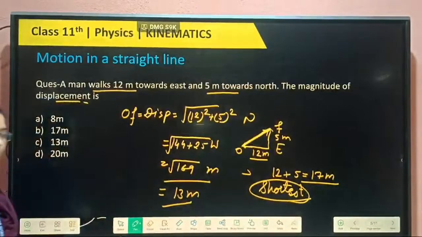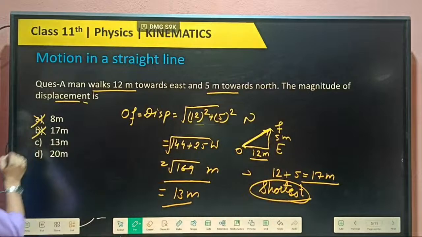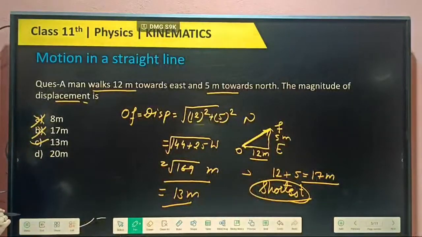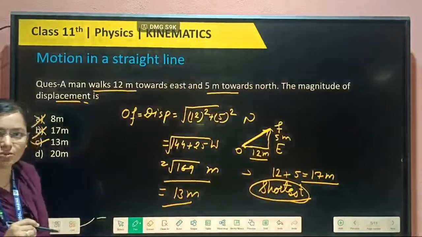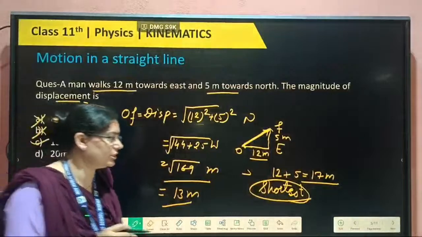Now check which option will be the right option. Here 8 meter, no. 7 meter, this is also a wrong option. Now option C will be 13 meter, that is our right option. So like this we can find distance and displacement.